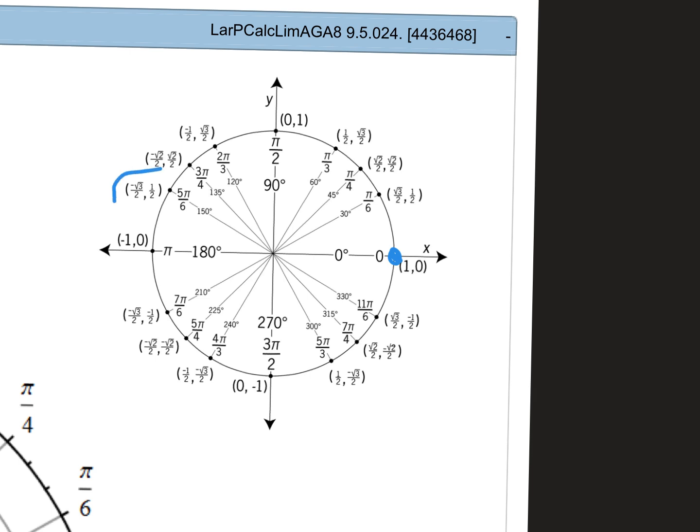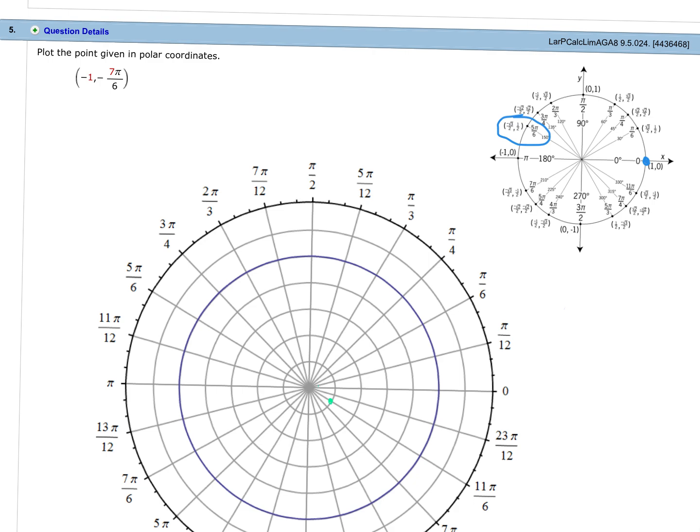So negative 7 pi over 6 is the same as what? Positive, what? I just circled it. 5 pi over 6. So this is the angle that we're actually looking at. Negative 7 pi over 6 is the same as positive 5 pi over 6. So that's where we're looking at. We found where we're looking at.